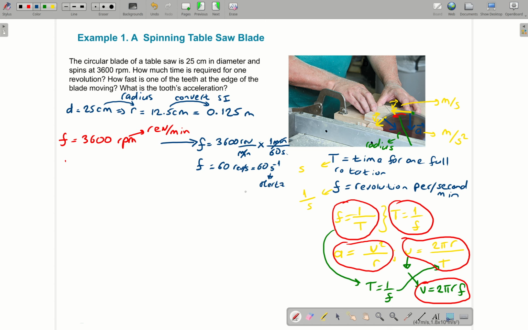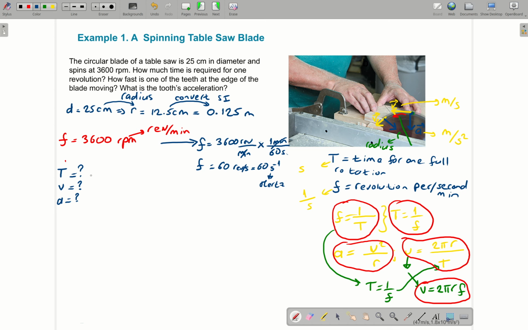All right, I know frequency, I know radius. How much time does it require for one revolution? Time for one revolution is the period. That's one question. Two, how fast is one of the teeth at the edge of the blade moving? Assume this is the tooth I'm interested in here. How fast is it moving? That's the velocity at that point, or we're going to find the magnitude, the speed at that point. And what is the tooth's acceleration? All right, so we're going to find all these.